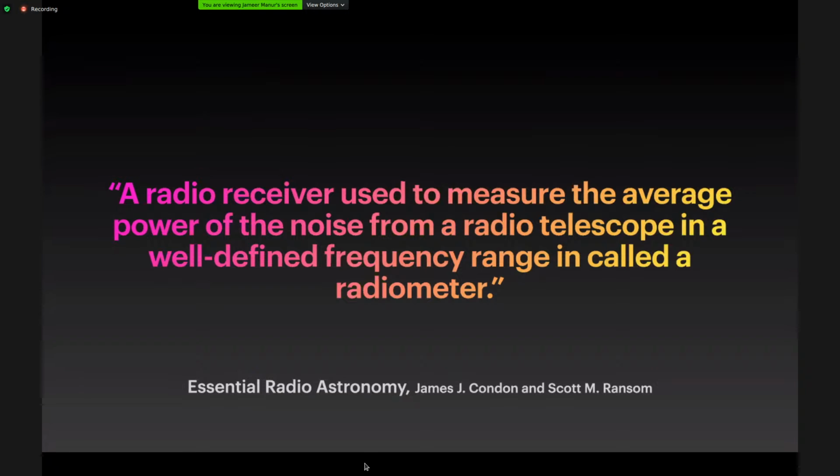So going by this definition from this book on essential radio astronomy, which by the way is a good reference, most of the content is available online for anybody to access. You could find a lot of things that were covered today described over there as well. A radiometer is essentially a receiver that is used to measure average power of the noise from a radio telescope in a well-defined frequency range.